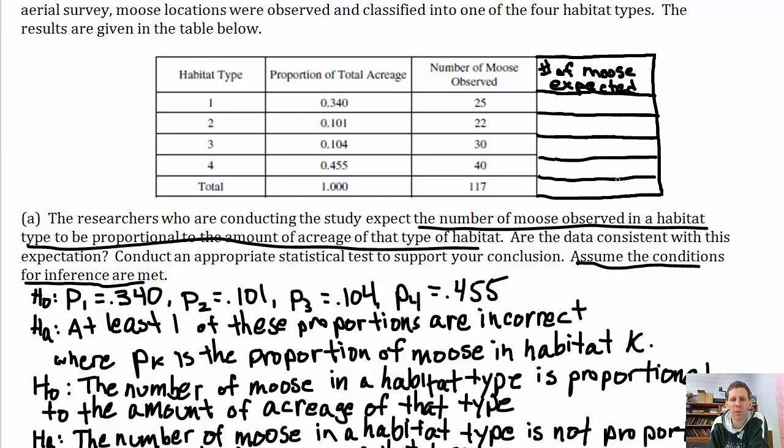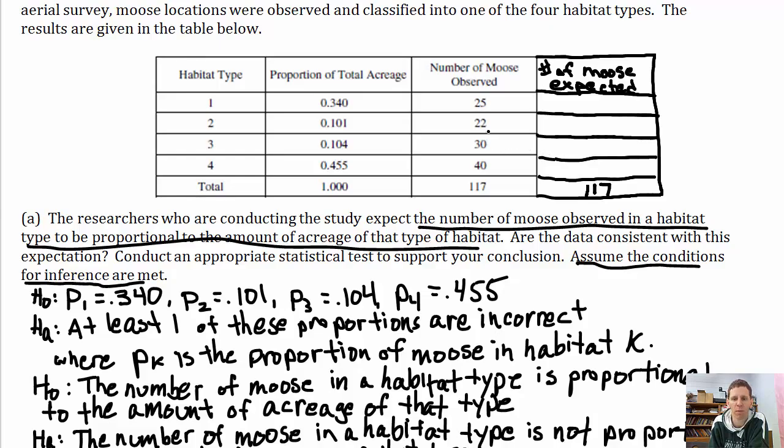Now, how do you figure out how many moose we should expect? Well, we know how many we've observed. That's 117, and that's going to be the total number for the number of moose expected as well. We also have a proportion of total acreage. Now, if the proportion of moose observed is the same as the proportion of total acreage, what we should see is 34% of our moose is what we would expect. And 10% of our moose should be in habitat 2, and 10.4% should be in habitat 3, and 45.5% should be in habitat 4.